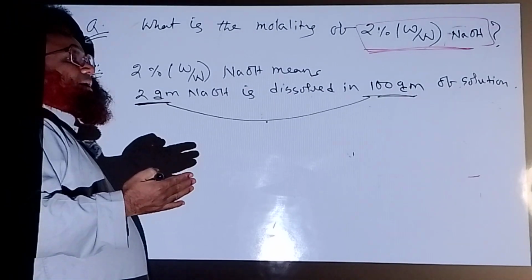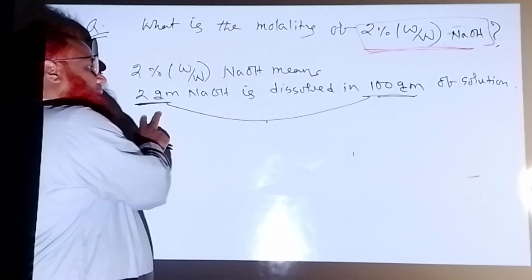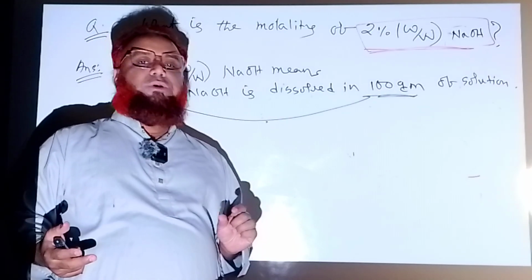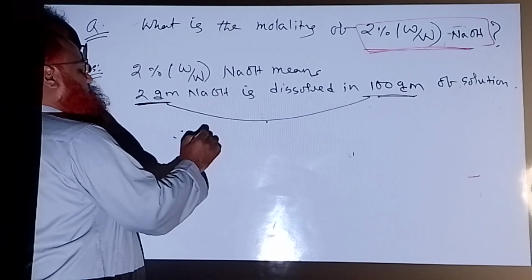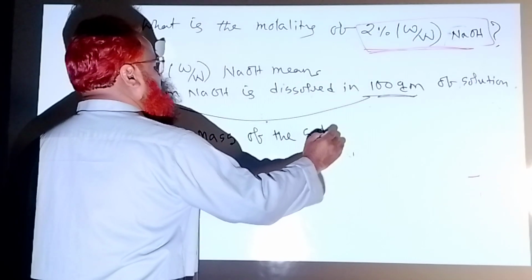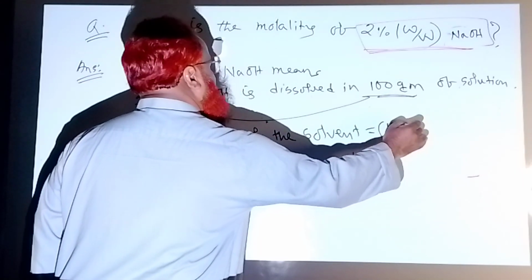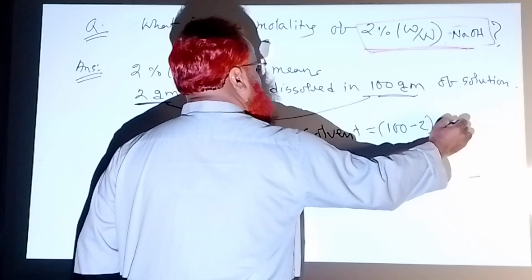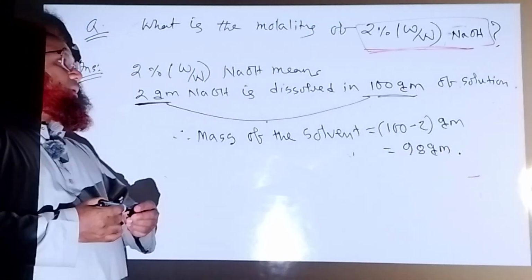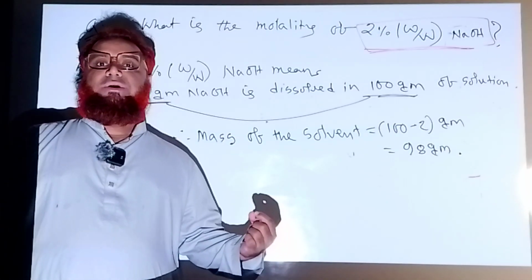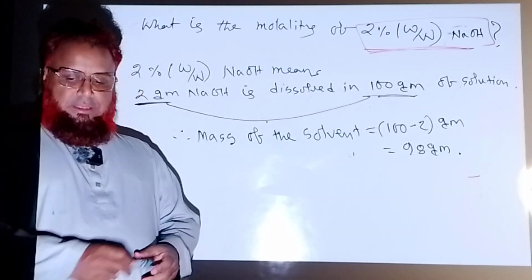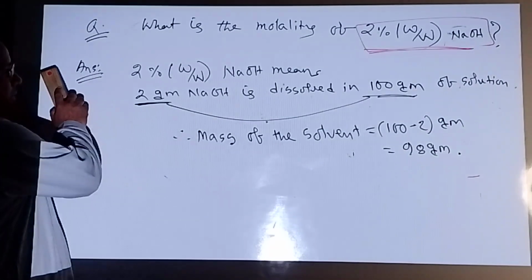That means here solute is 2 gram and the rest of the part is solvent mass for every 100 gram of the solution. So, mass of the solvent equals 100 minus 2 gram. It means that is 98 gram. This is solvent. Now, using this 98 gram solvent, we have to find out molality or molal concentration. Now, look at here. How will we solve this?